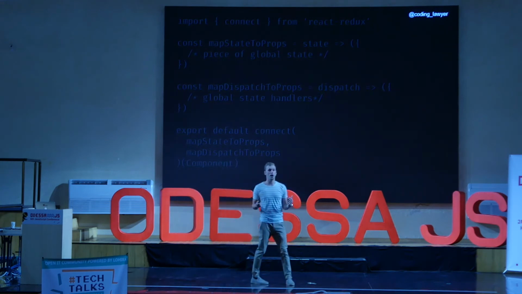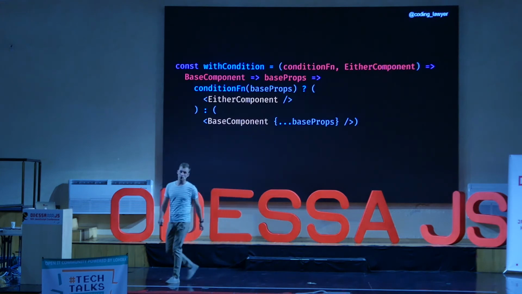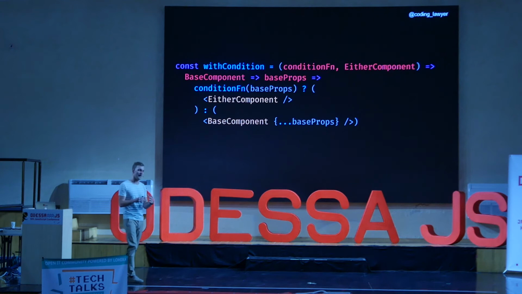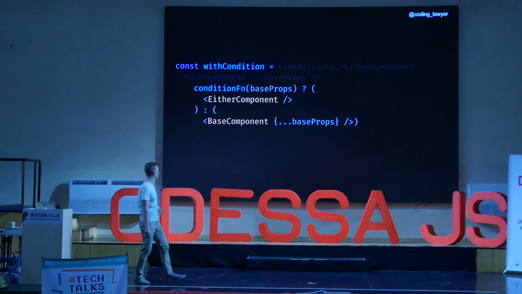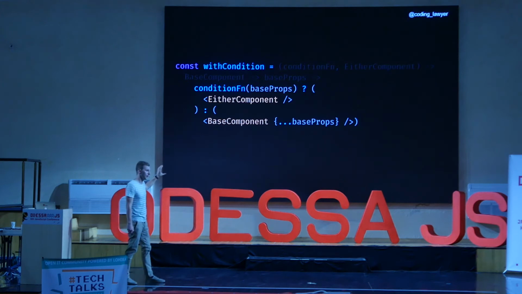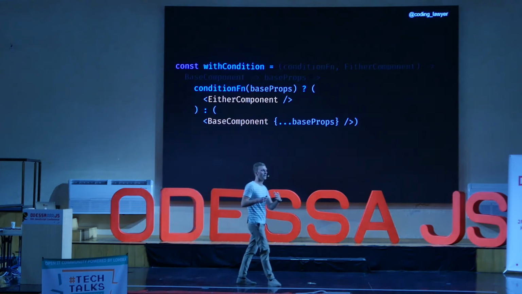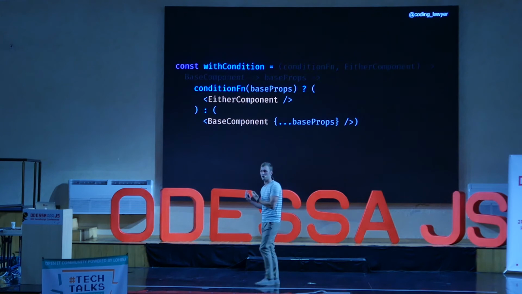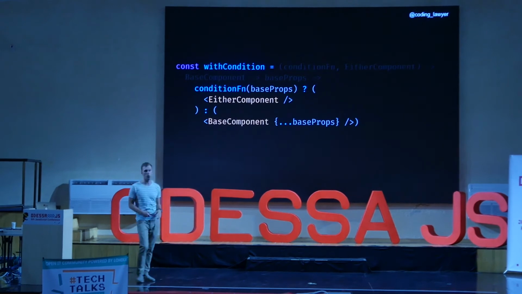Okay, now we know how to create a reusable higher order component. So let's create another one. Here we have a withCondition higher order component. The idea is still the same. We are passing two configuration arguments here, conditionFunc and EitherComponent. And inside the component, we pass the props to the condition function. That function returns true or false. If it returns true, we display the passed either component. If it returns false, we will display the base component with props. Now, this is a pretty common higher order component. You can imagine it if you want to display a loader instead of a component when you don't have data yet. You would use this higher order component.